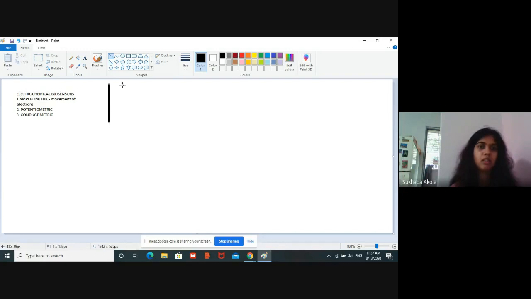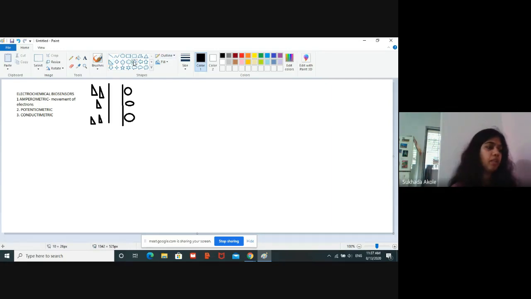So this is my biosensor. On this side, I'm going to have my immobilized enzyme. Since we are talking about blood glucose level, let us say this is glucose oxidase enzyme. On this side, I will have my analyte. This is blood which contains glucose. So this is my glucose molecule.